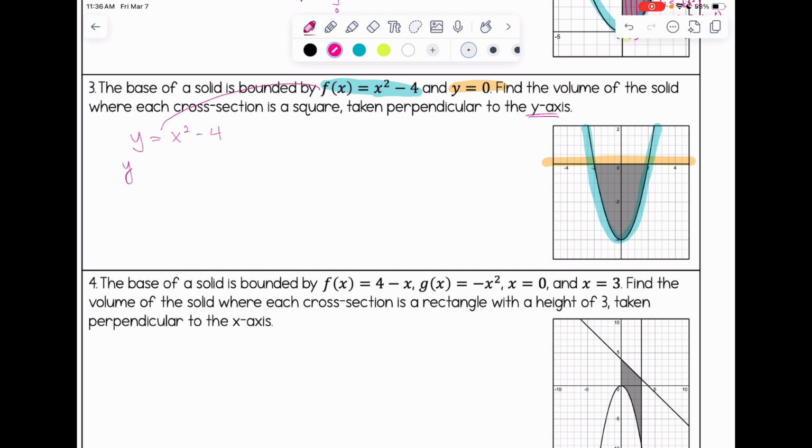When I do that, I'm going to add 4 on both sides. I'm going to square root, and I'm going to get plus or minus the square root of y plus 4 is equal to x.